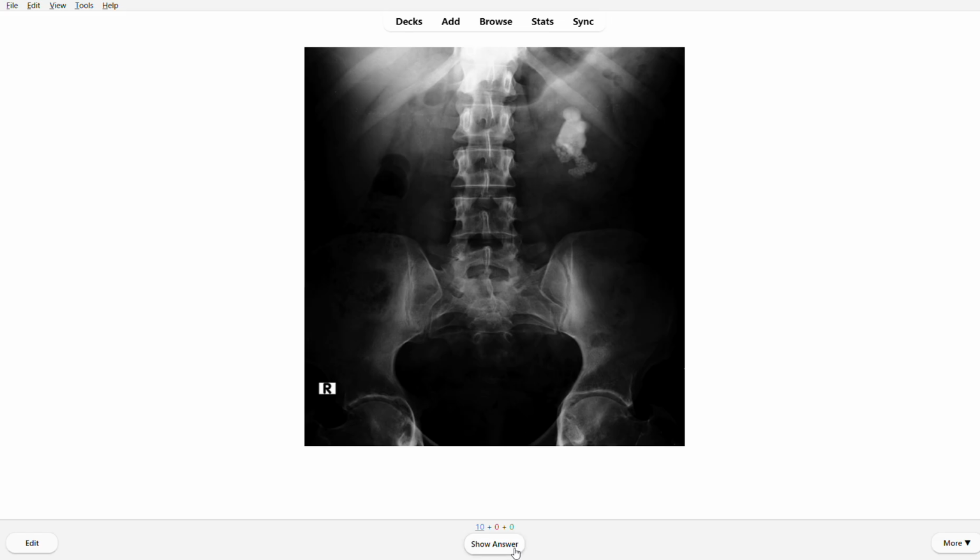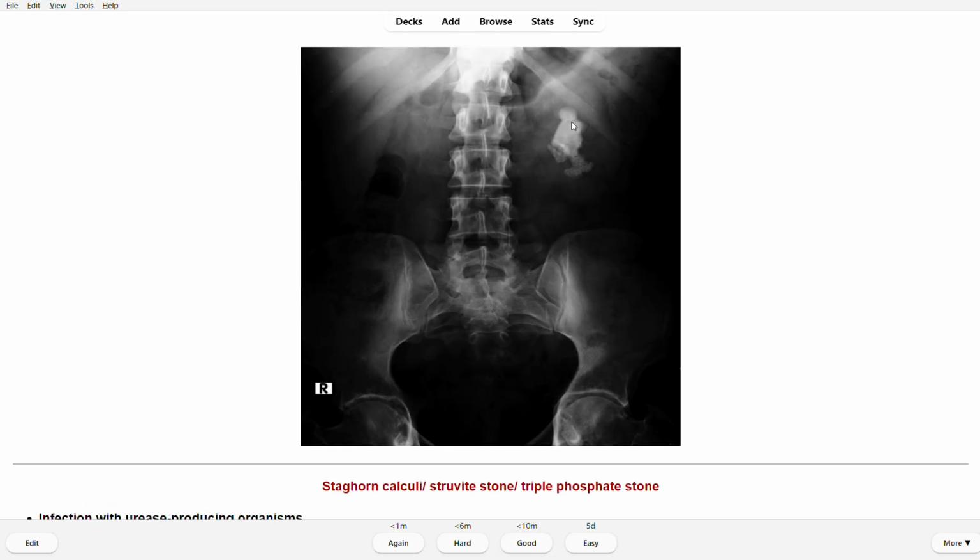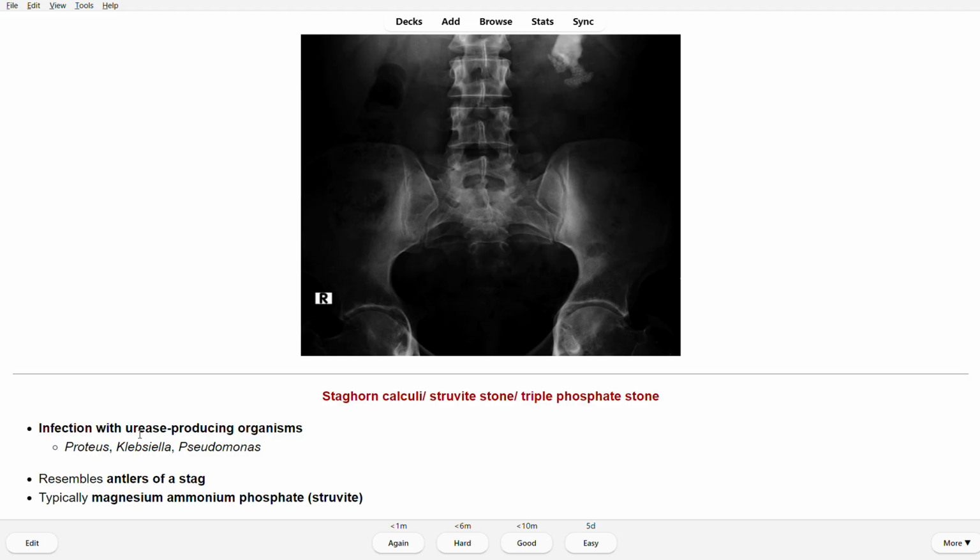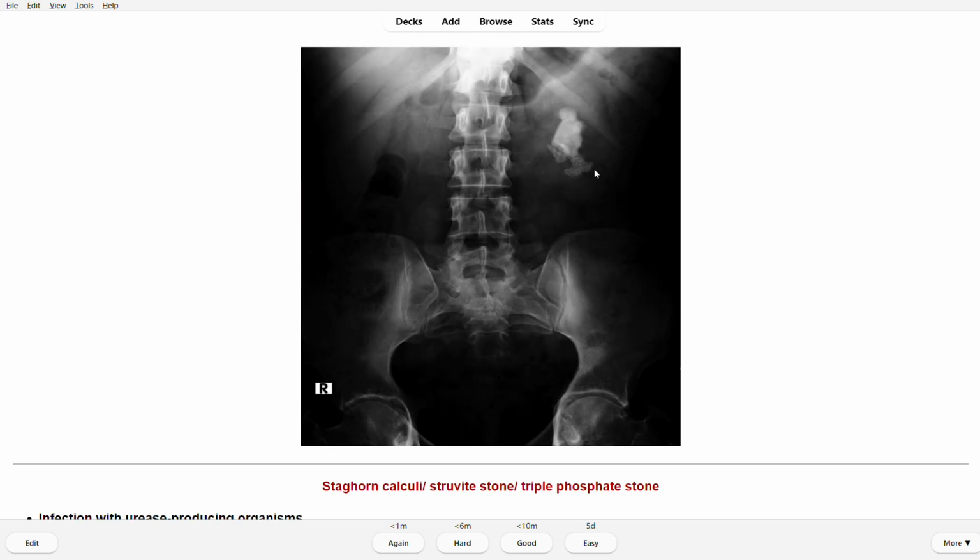What is this condition? This is staghorn calculi. See this stone which fills one particular side. This is a staghorn calculus or struvite stone or triple phosphate stone. It is seen in infection with urease producing organisms, Proteus, Klebsiella, Pseudomonas, in alkaline urine. It resembles the antlers of a stag, and it is typically formed of magnesium ammonium phosphate or triple phosphate. This is a triple phosphate stone or staghorn calculi.